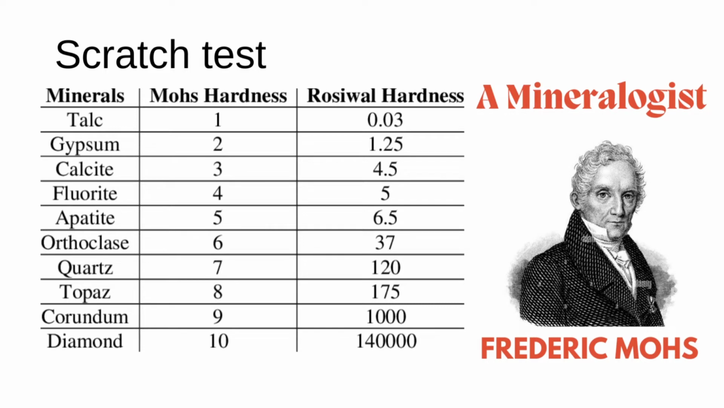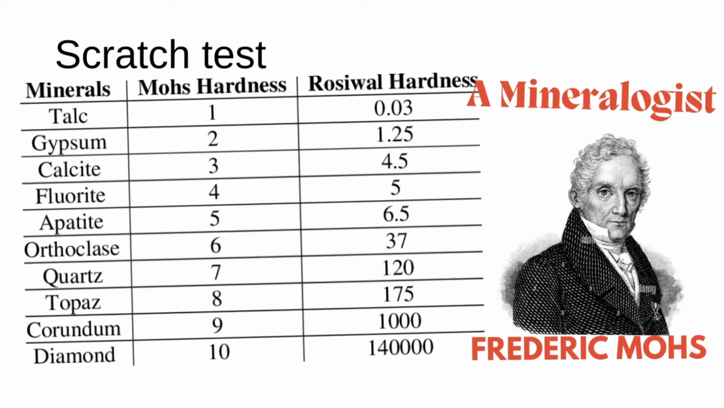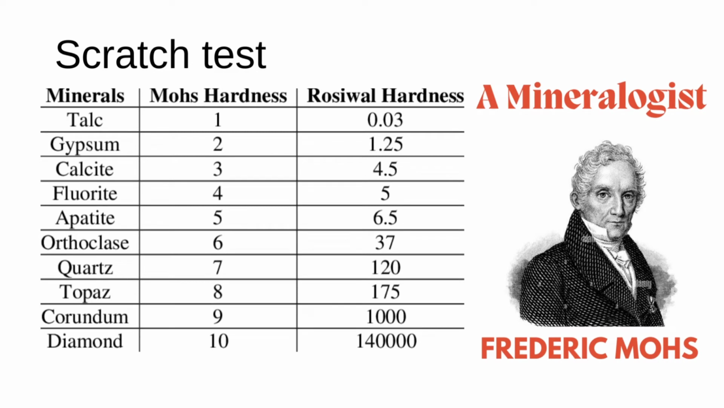Calcite can scratch gypsum, but gypsum cannot scratch calcite. Fluorite can scratch calcite, but calcite cannot scratch fluorite. Diamond can scratch all of them, but none of them can scratch diamond. Hence, diamond is the hardest known substance. Do you get it now?